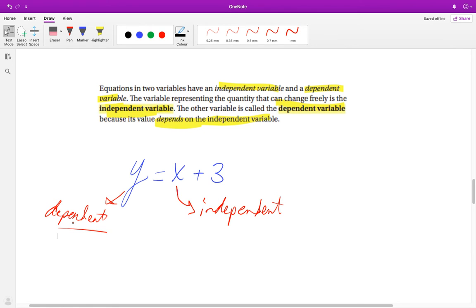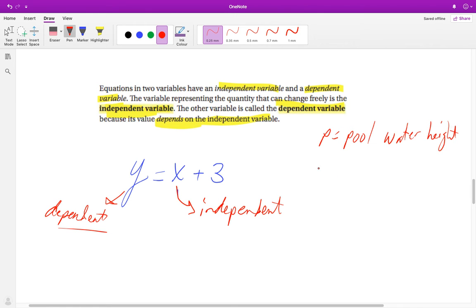Our independent variable, we can change freely like we want to, and our dependent variable depends on how we change that x value. So whenever you see y and x together, our x represents our independent variable and our y represents our dependent variable, but it doesn't always have to be x and y. It can be, for example, I'm filling up a pool, so I'm going to say P is equal to our pool water height.